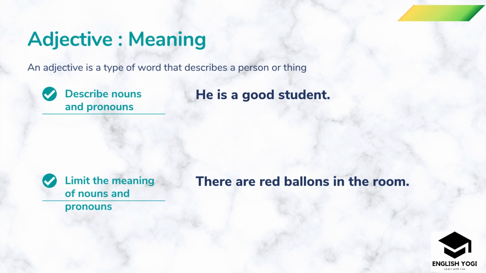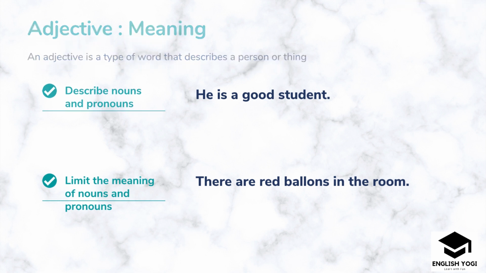Similarly, what is the rule? It limits the meaning of noun and pronoun. In the second sentence, the word balloons is there, and if you pronounce the word balloon, there will be a lot of balloons. But when we say red balloons, the meaning is limited to those particular balloons. So that's why the word red is an adjective here.